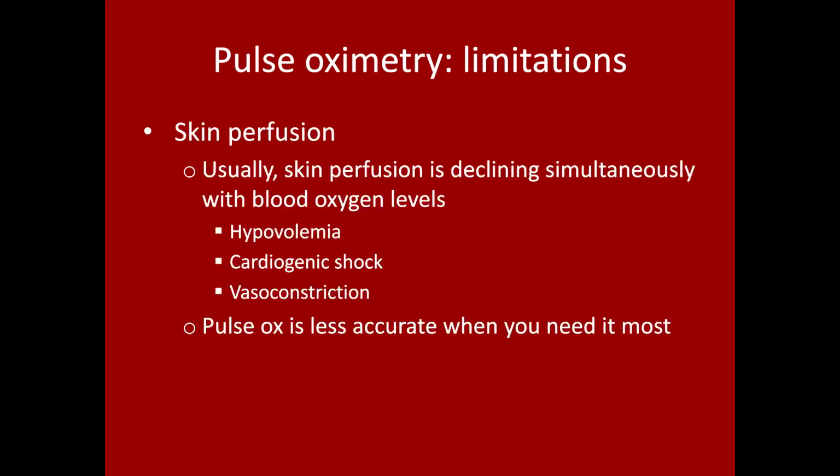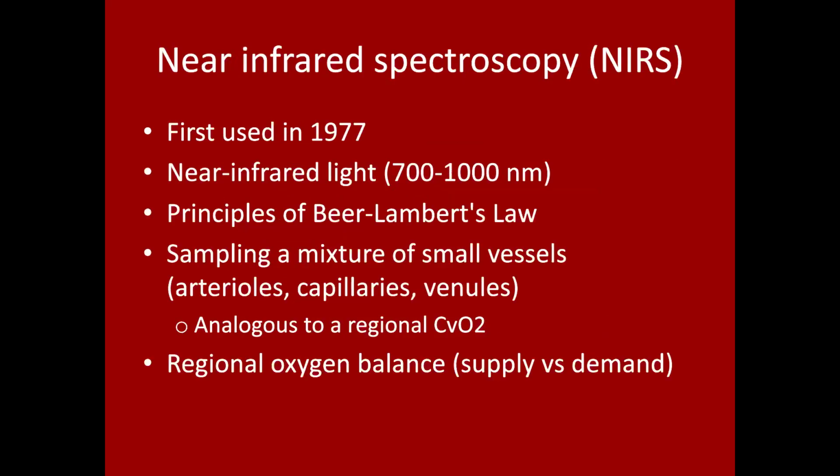So additionally, pulse oximetry is somewhat limited by the fact that it needs good skin perfusion to perform well. And unfortunately for us, skin perfusion is usually declining simultaneously with blood oxygen levels. And this occurs all the time in conditions such as hypovolemia or shock or vasoconstriction, where your body is triaging and getting blood to where it needs to go most and often shunting it away from peripheral skin and vascular beds. So this means that pulse oximetry is usually less accurate when you need it the most.